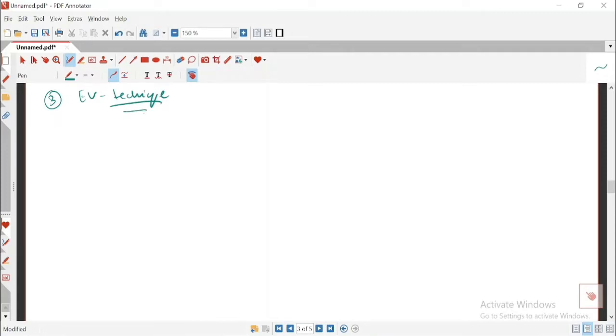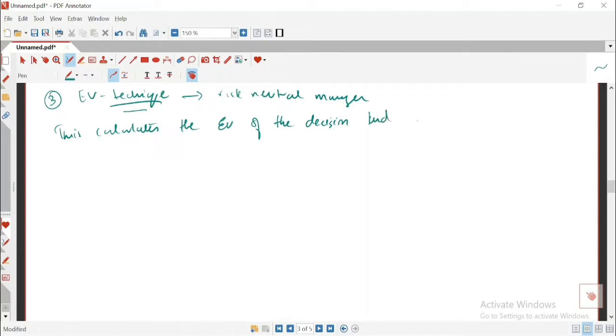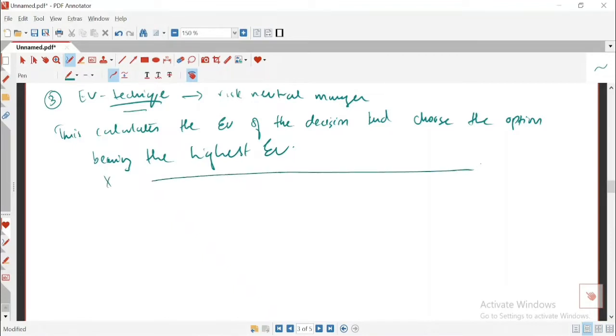This technique is for a risk neutral manager. ये क्या करता है, this calculates the expected values of all the decisions and chooses the option bearing the highest expected value. सारे ऑप्शंस की एक्सपेक्टेड वैल्यू कैलकुलेट करके जिसकी सबसे हाईएस्ट एक्सपेक्टेड वैल्यू आ रही होती है, वी आर गोइंग टू चूज दैट ऑप्शन. सो फर्स्ट वी विल डू एन एग्जांपल टू अंडरस्टैंड क्लियरली कि ये सारी टेक्निक्स कैसे अप्लाई हो रही होती हैं.